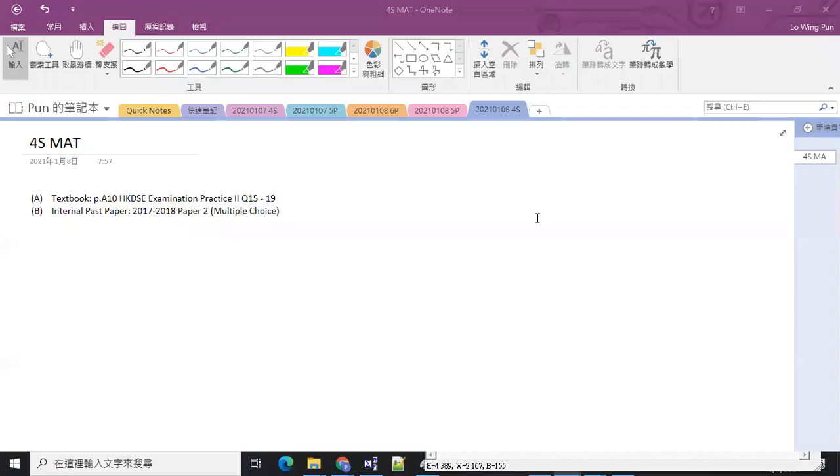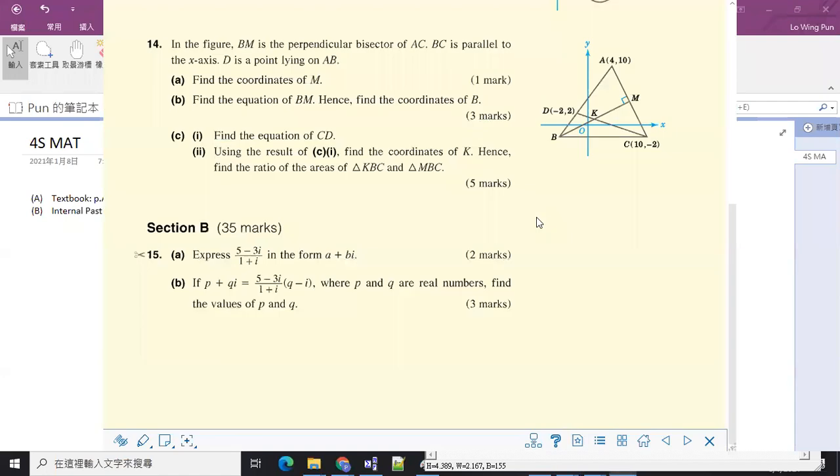So today, I will continue to talk about the remaining questions from the textbook appendix. That is the end of your textbook 4A and the HKDSE examination practice 2. We stopped at question number 14 yesterday, and we will talk about question number 15 to number 19. That is the last question of this practice.